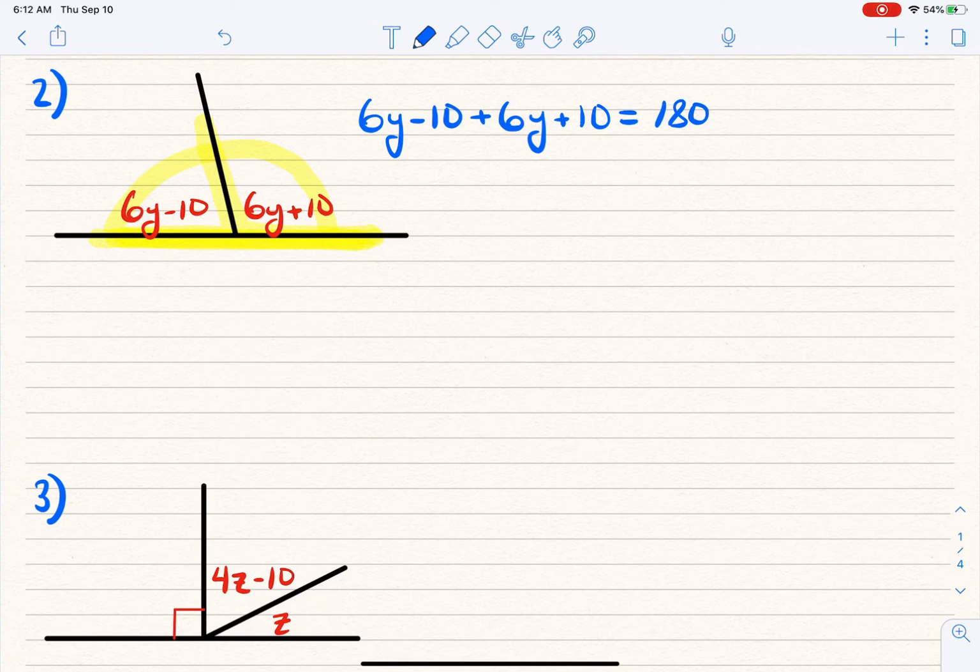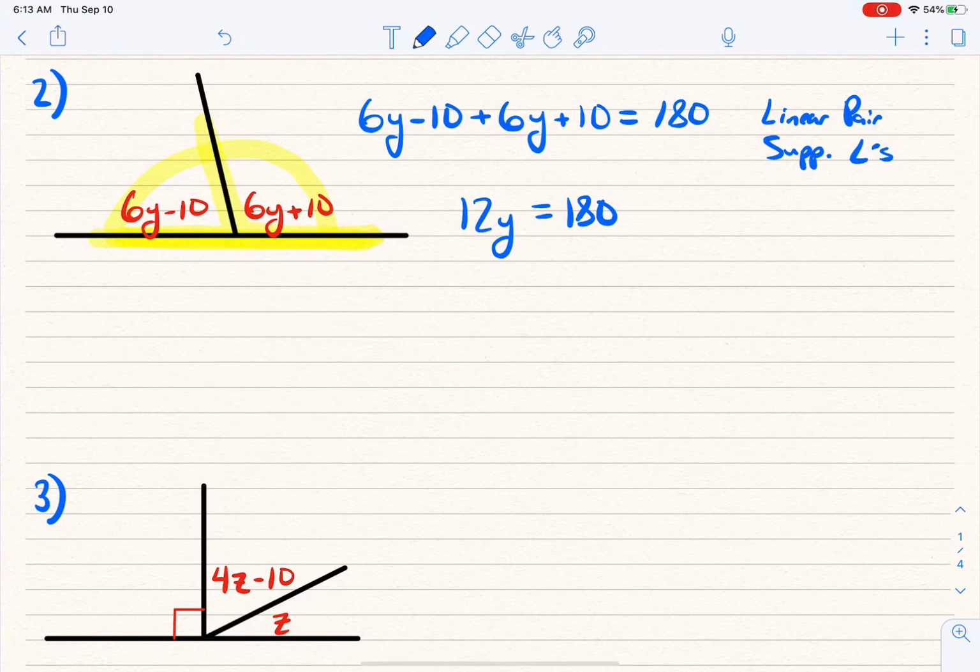And if you had to justify why, you give a couple of reasons. You say, well, that's because they're a linear pair. You could say they're supplementary angles. However you want to justify that one. At that point, what I do is combine like terms. 6y and 6y gives me 12y. Negative 10 and positive 10 cancel out, and so I'm left with just 12y equals 180, and that was just simplifying. Divide both sides by 12, and y is equal to 15. That's the division property of equality.